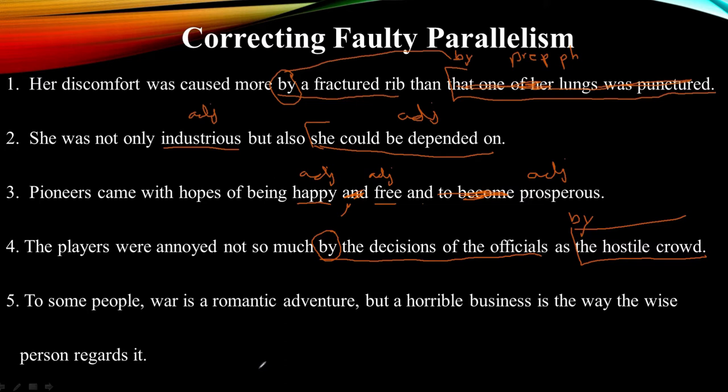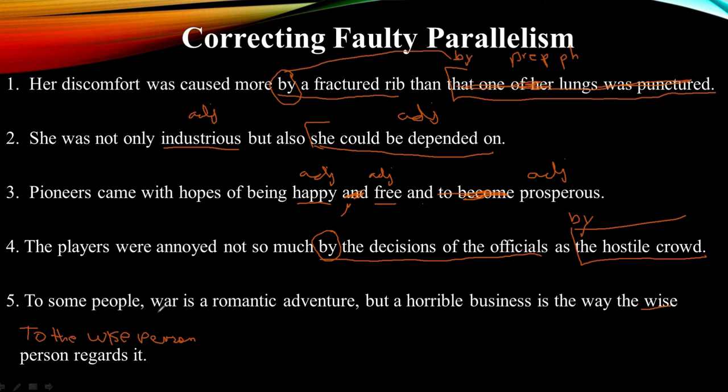In order to do that, we're going to have to start with the same prepositional phrase, to some people. And how do we do? Oh, here, we can use the wise person. And we can say, but to the wise person, then the next thing was war.